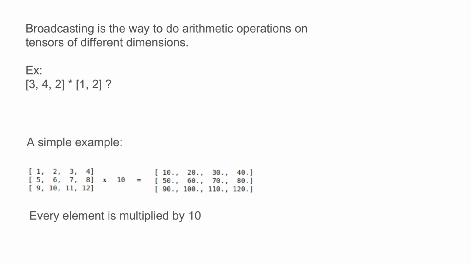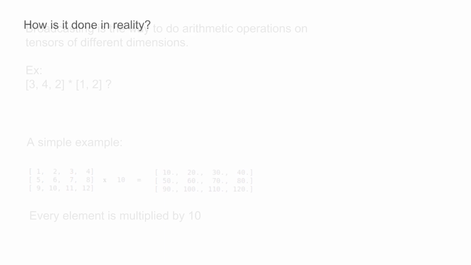First, let's start with this simple example, such as multiplying a 3 by 4 tensor by a scalar 10. This is an element-wise operation, meaning every element in the tensor will be multiplied by 10. However, this is more subtle than that. Let's see the details. So, how is broadcasting applied in reality?